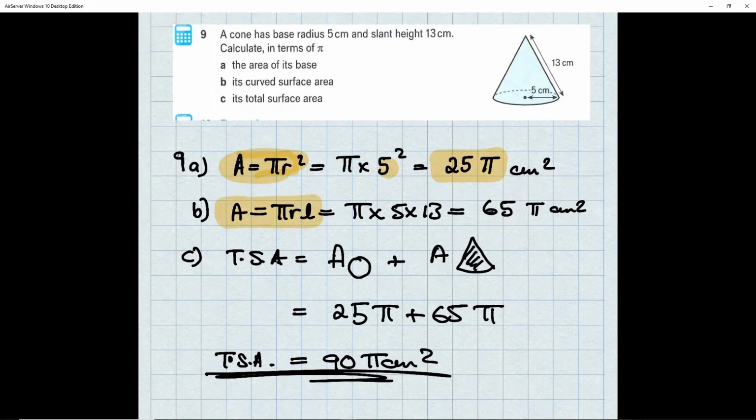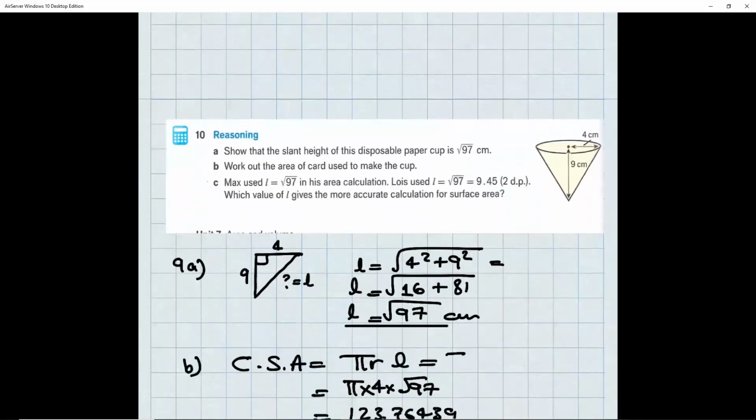Pi r times the slanting length. And what's the area? Is it 65? Fantastic. So what's the total surface area? You just add them together. You add the bottom part, the base part, and that part, and that gives you the total surface area. So you got 25 pi, add 65 pi, that gives us how much pi? 90 pi. So you can say apple pie then. Get hungry, get the cream out. Okay, question number 9 is done. Well done. Thank you for that.